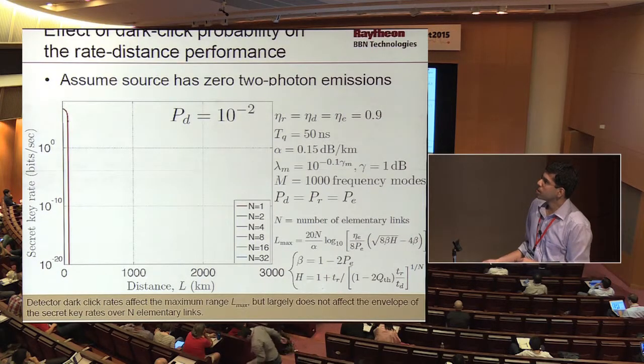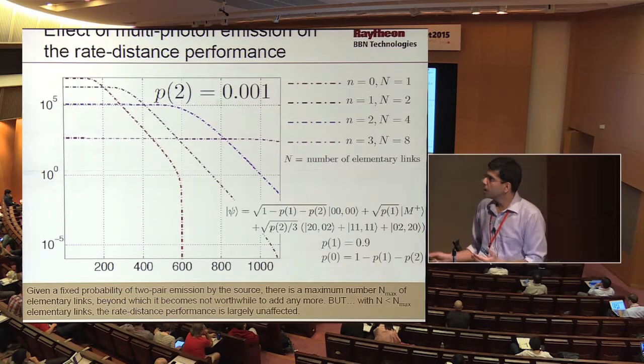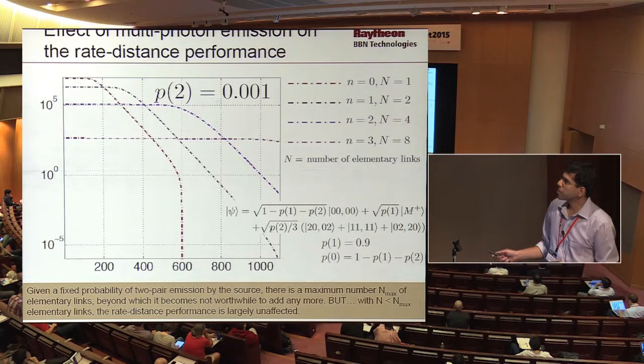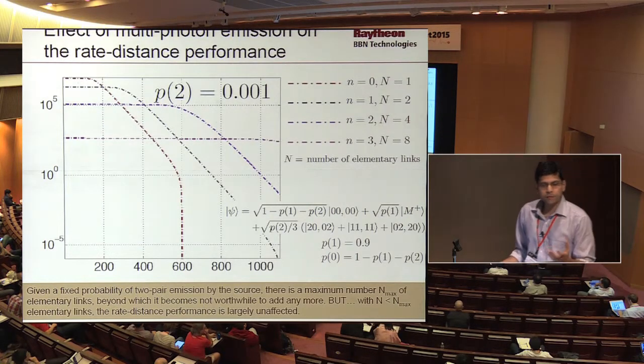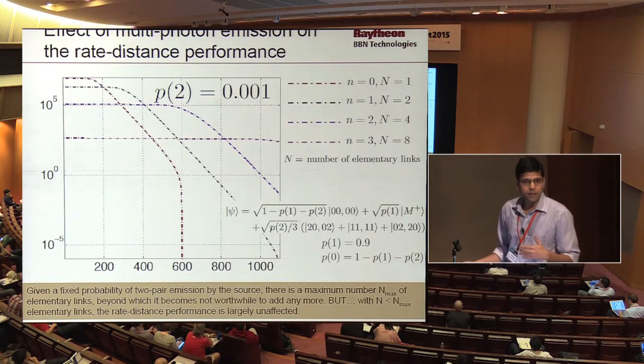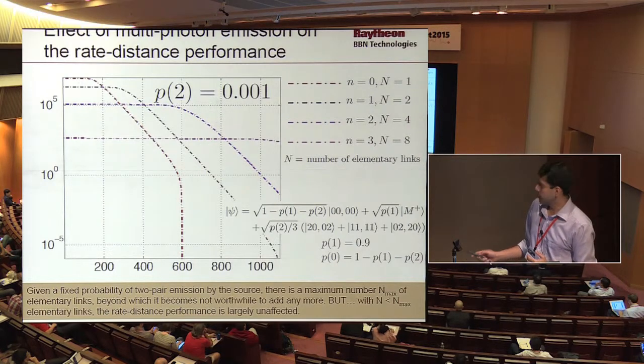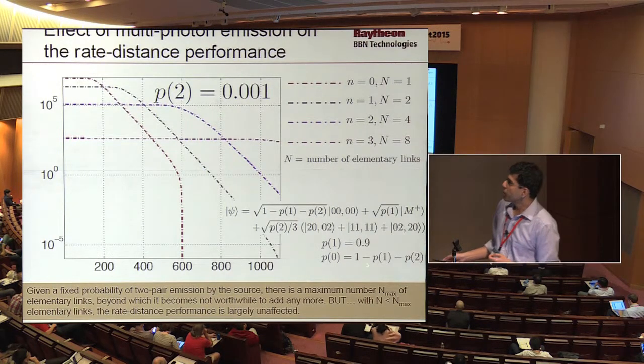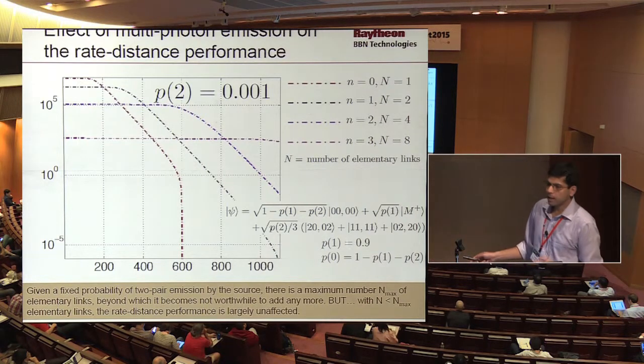OK, so this is what we did analytically. Then we started doing numerical simulations to find out how two-photon or multi-photon errors affect the rates. The state that we consider is a truncated two-mode SPDC state that looks like this. With probability P1, you have the right state. With probability P2, you have the two-photon term state. And then 1 minus P1 minus P2 is the vacuum. So we fixed P1 to be 0.9, and then started varying P2.